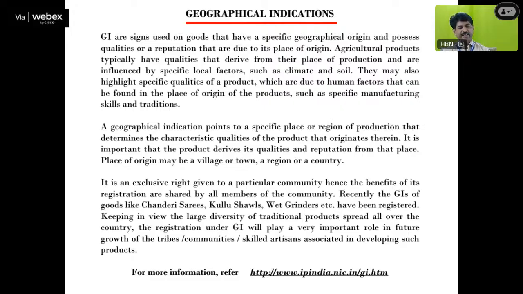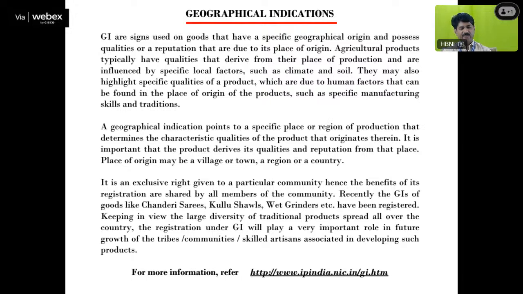So they have gone for the GI tags for the weight grinders in Coimbatore. These are a few of the things which have been registered with geographical indications. Recently, the Kolkata Rasgulla also got the GI tag.